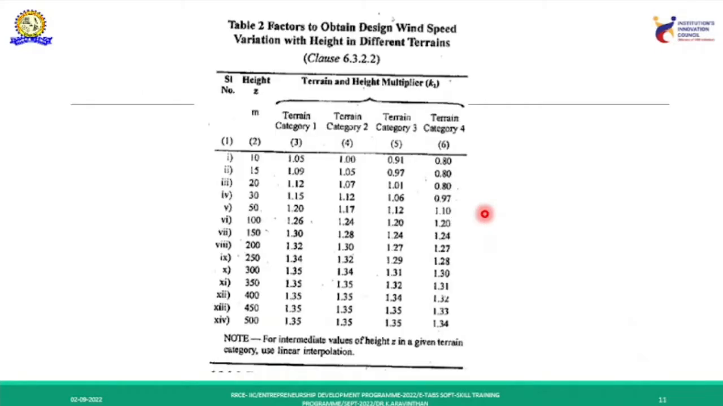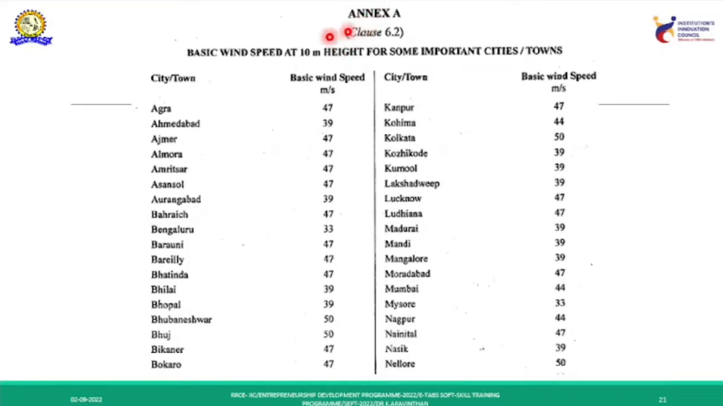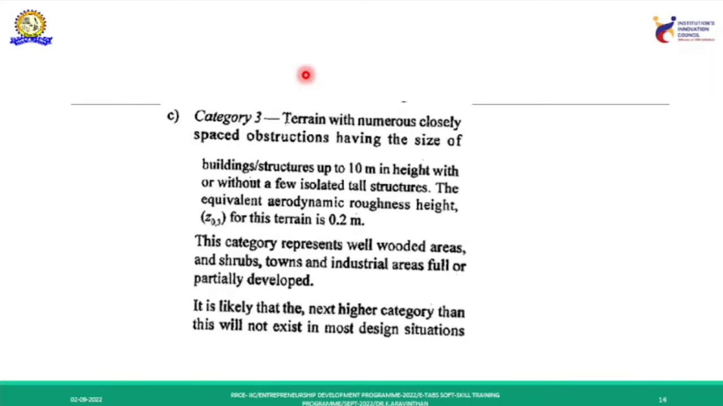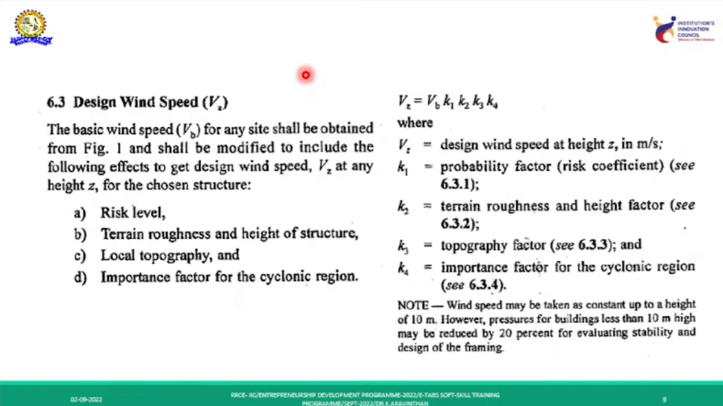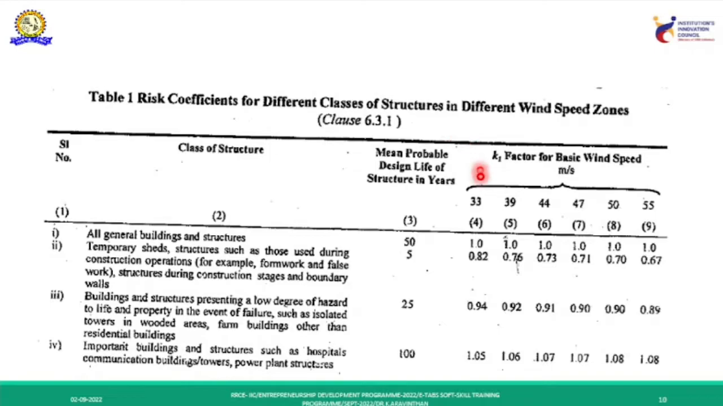So I can show you that in IS 875 they have given in Annexure A the basic wind speed at 10-meter height for important cities and towns. So the wind at 10-meter height is taken here, and since we are in Bangalore, Bangalore is taken as 33 meter per second. Okay, now this is the basic wind speed at 10-meter height. So if you want to take that, we have to consider this factor. Hence our factor is 33. If you are located in any other district, you will have different values.